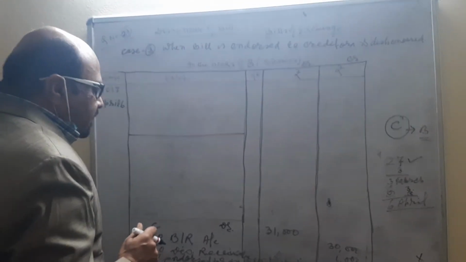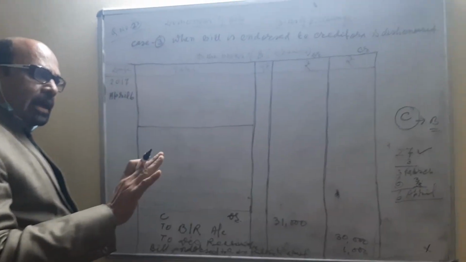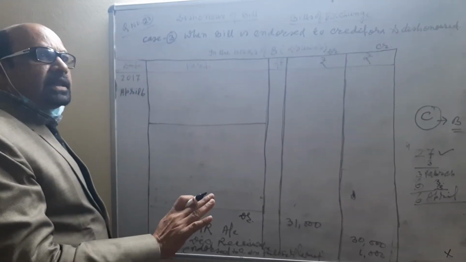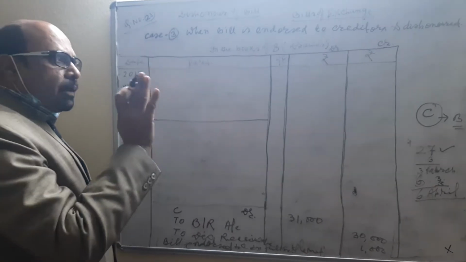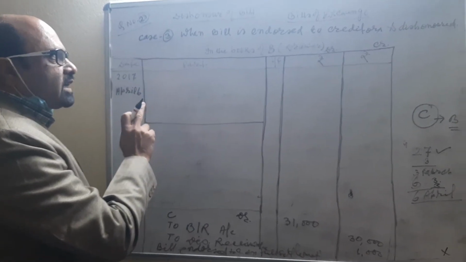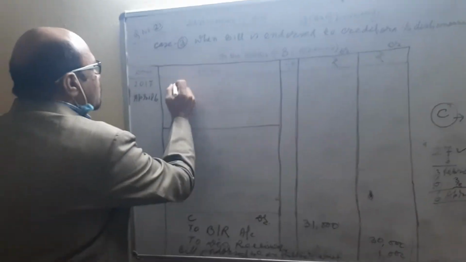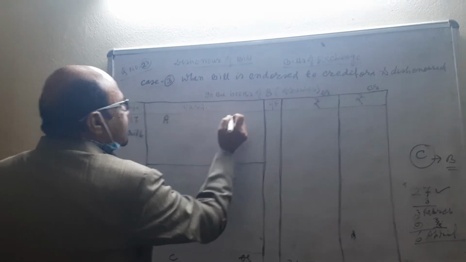So what is the journal entry? All of you know, I told you so many times that whatever may be the case, when the bill is dishonored, the drawee account should be debited. So who is the drawee here? A. So you write A debit.